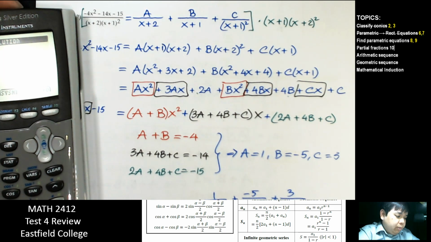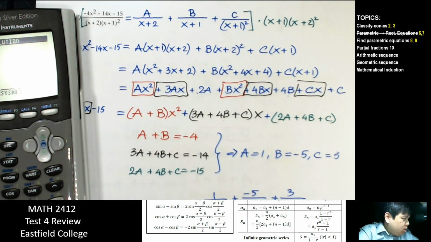Right. For some reason... Go back to the coefficients.